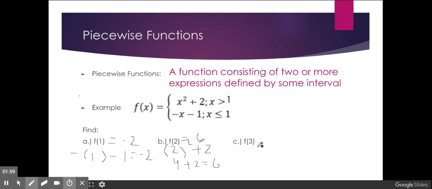We can do the same thing for f of 3. So 3 is also greater than 1, so it goes under this expression. So parenthesis squared plus 2. We fill in the parenthesis with 3 because that's what we have here. 3 squared is 9 plus 2. So f of 3 is 11.